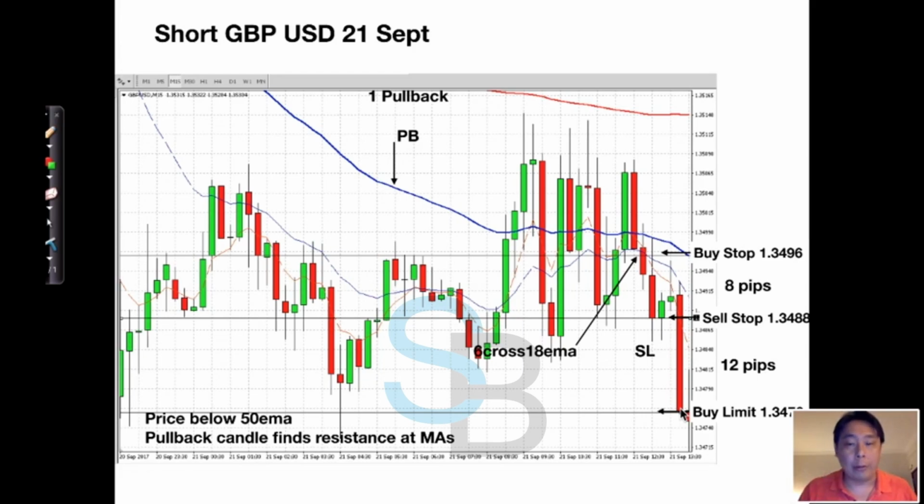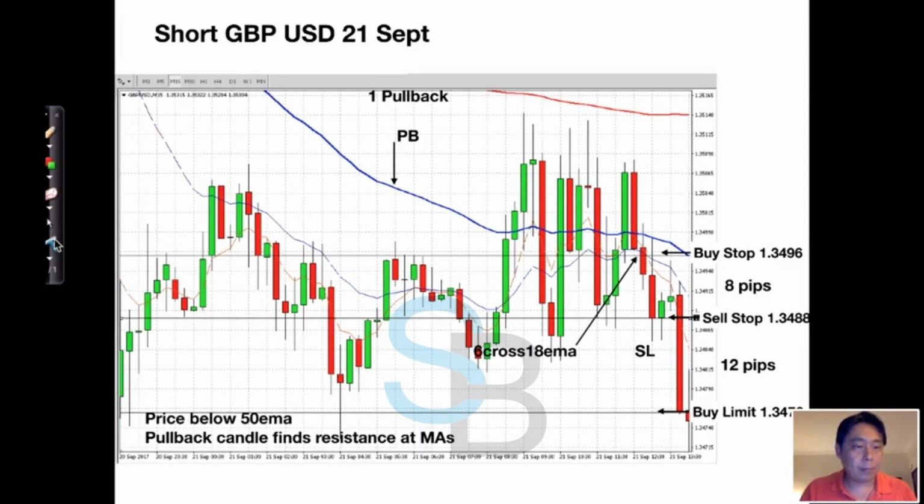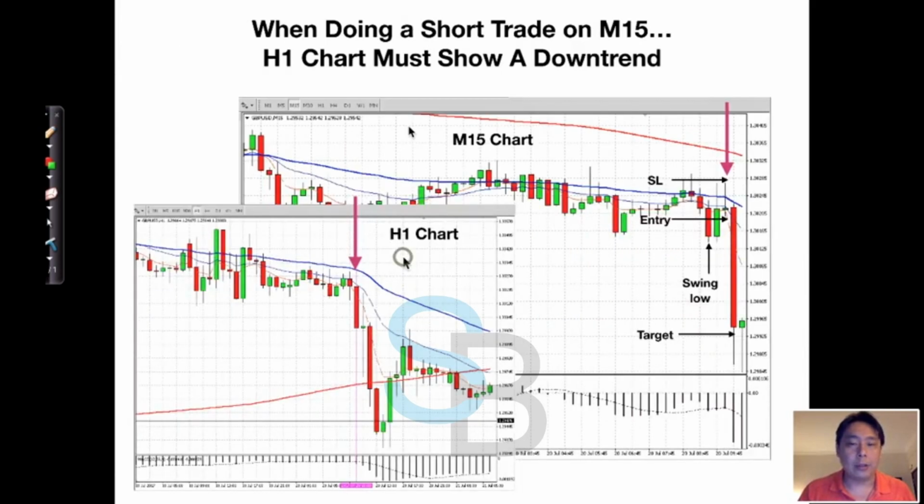I remember this trade really well. Very nice. Okay. So again, very clear downtrend. Moving averages all aligned. Great. So I hope you get it, right? Again, review this as many times as you need until you understand this concept. So once again, when doing a short trade on M15, always check that H1 is in a downtrend.